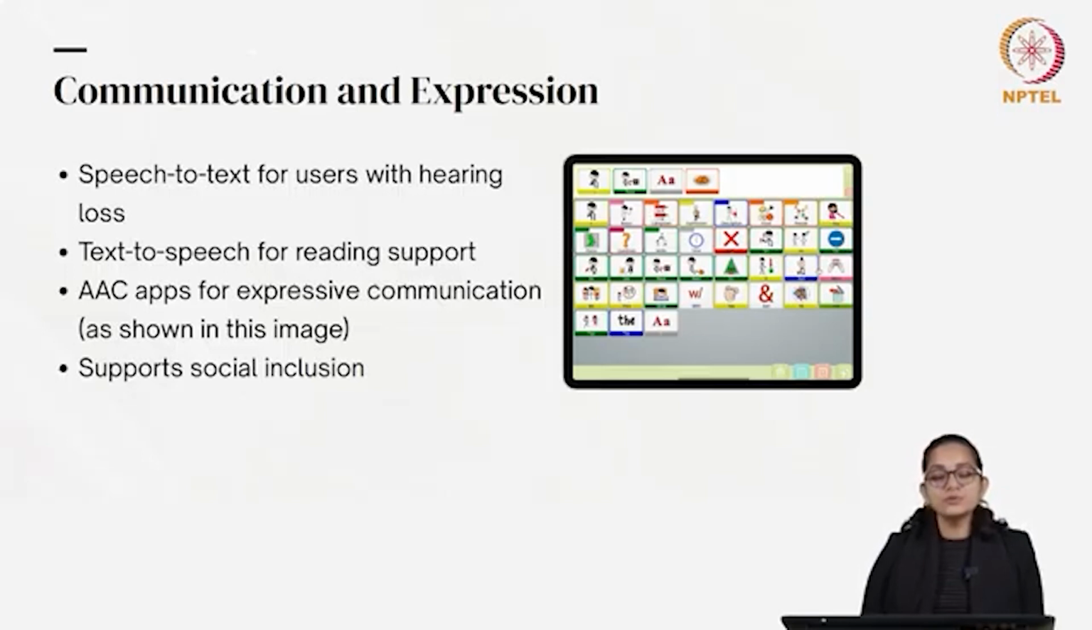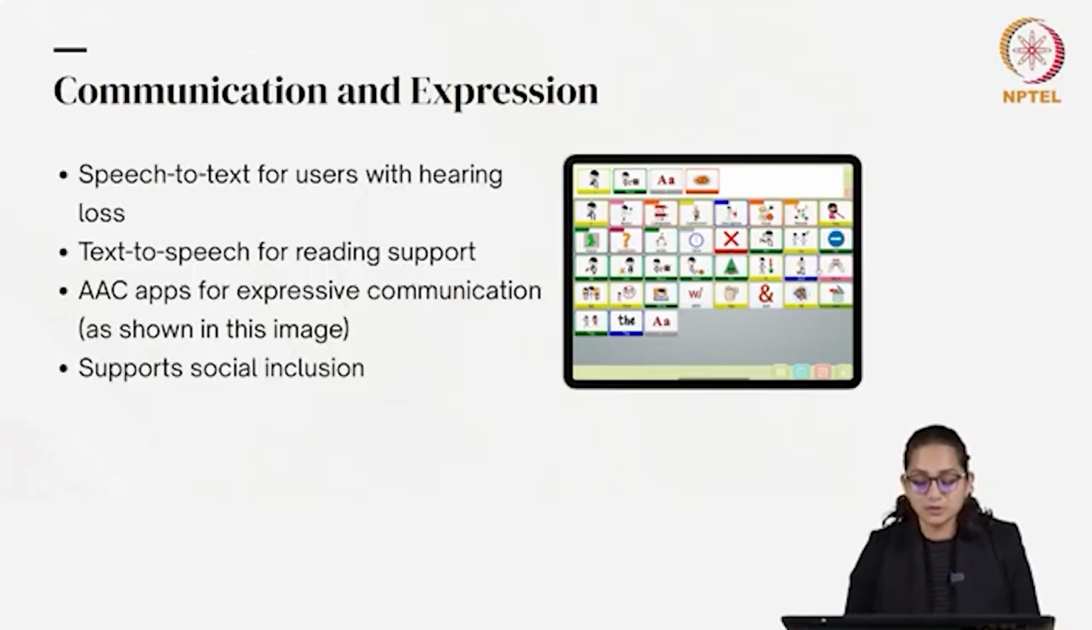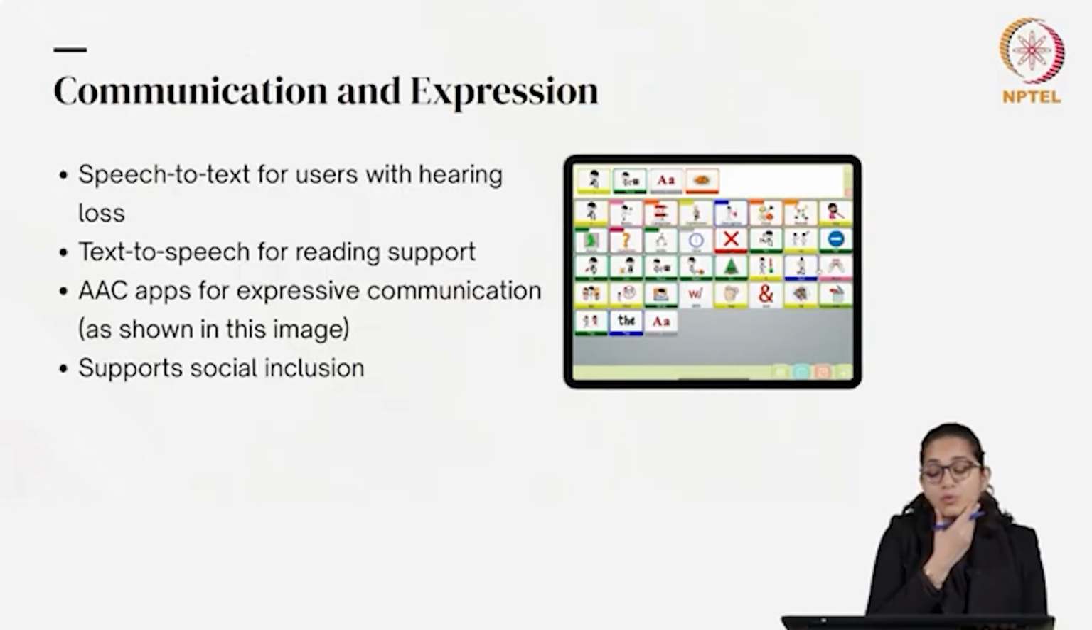Other than that, communication and expression: speech to text for users with hearing loss, text to speech for reading support. Then there are AAC apps for expressive communication. This is largely for people with autism, etc., who are not able to remember words for everything. They can communicate through such applications, or people with cerebral palsy, or people who have a speech impediment. They can use such apps. It also supports social inclusion.